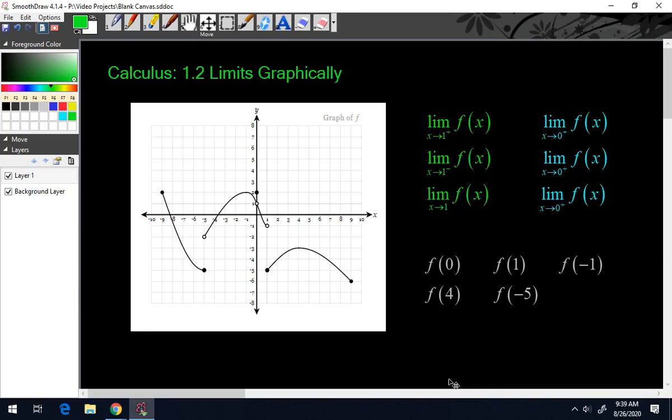Hi guys, welcome back. This is my Calculus 1.2 video for limits graphically. So you're asked to evaluate a limit by looking at a graph.